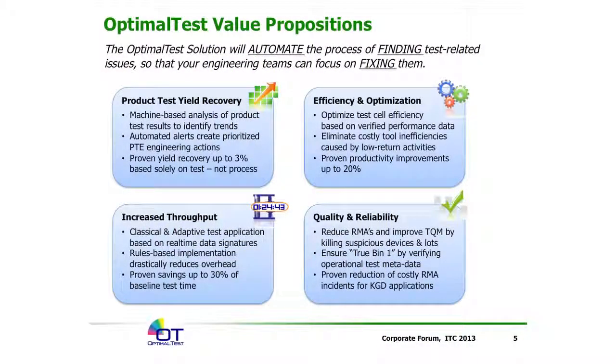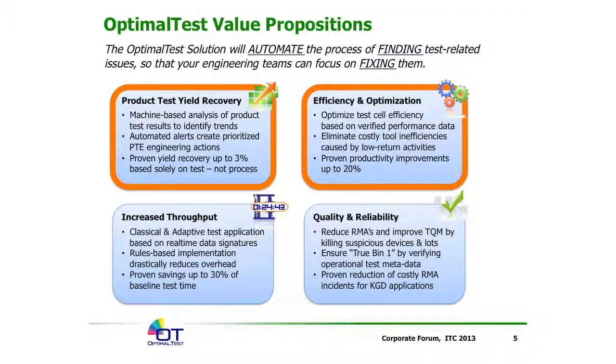So going back to OptimalTest's overall set of solutions that we provide to our customers, up till today, we've really been focused very much on yield recovery, on efficiency and optimization, as I talked about. We also have everything to do with throughput, which is test time reduction, adaptive test, and so on. All of these capabilities have been around now for some time in our solutions. They're deployed in production, various customers, and they're doing a good job.